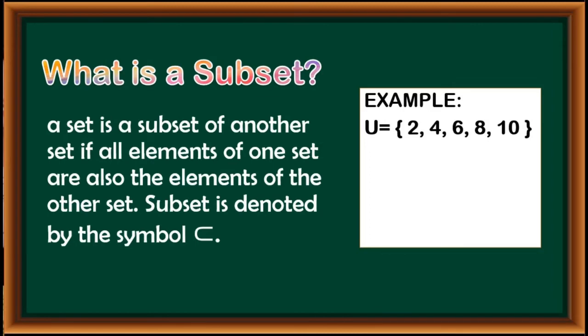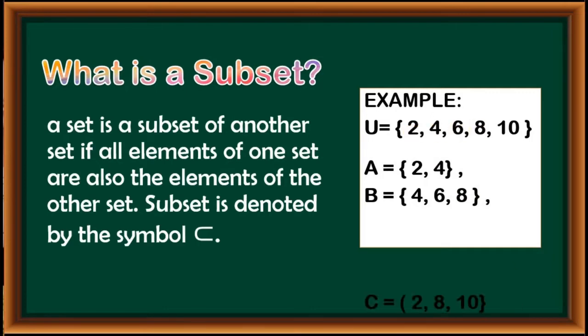My universal set is {2, 4, 6, 8, 10}. Now, A is a subset of the universal set because, as you can see, 2 and 4, the elements of set A, can also be found in the universal set. B, {4, 6, 8}. As you can see, all the elements here can also be found here: 4, 6, 8. And C, {2, 8, 10}. All the elements of set C can also be found in the universal set: 2, 8, and 10.